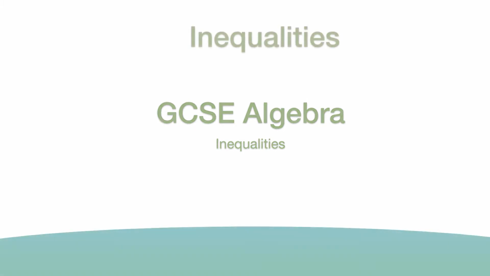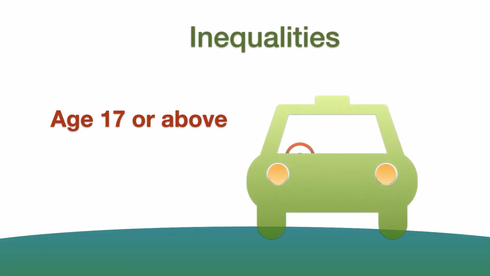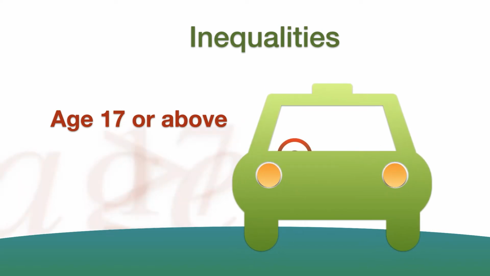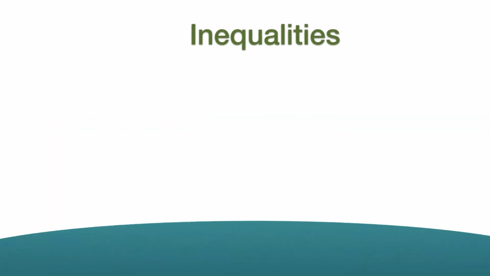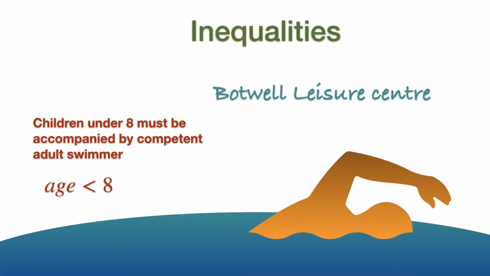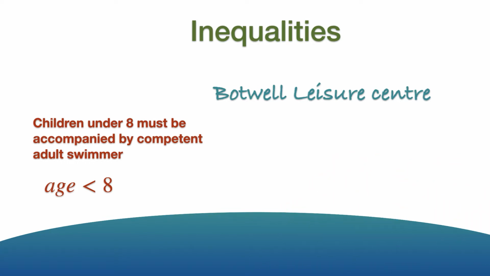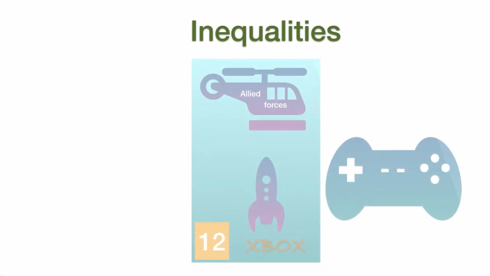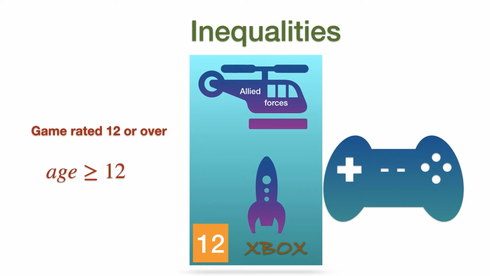Inequalities are all around us. For example, according to current UK law, you must be 17 or above years old to be able to drive a car on the road. In this swimming pool, children under 8 must be accompanied by a competent adult swimmer. This game is rated 12 or over, which means it's not suitable for people under the age of 12.